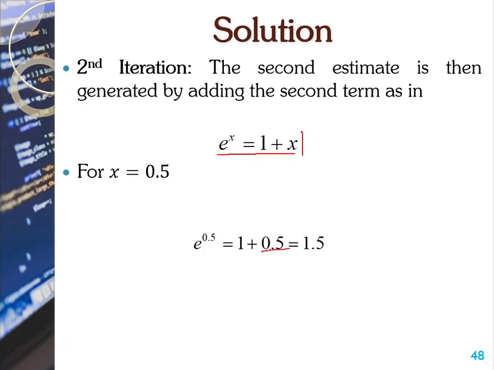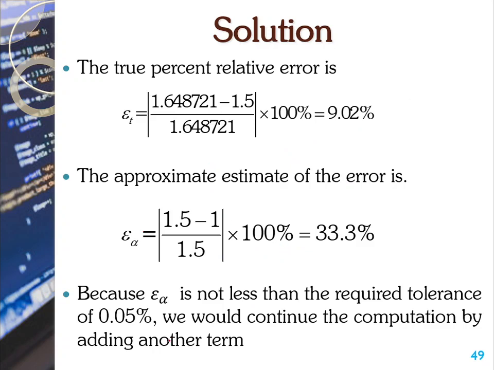And this 0.5 here is from this X that we are trying to estimate. So we just substitute our X into this formula and we get 1.5. Now with this, let's try to estimate our error. But first, let's look at the true error.